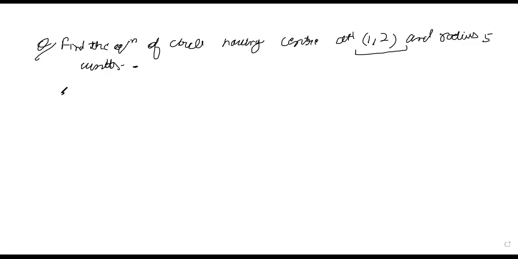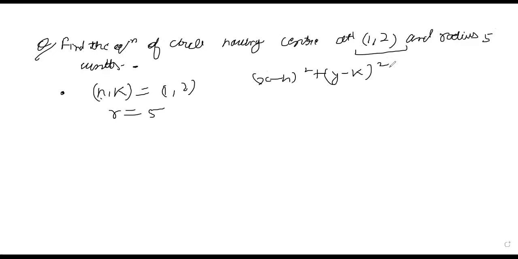So first we will do both together. What will be the h and k value here? 1 and 2. And radius is given as 5. So we will just put these values in the equation: x minus h whole square plus y minus k whole square equals 5 square. So x minus 1 whole square plus y minus 2 whole square equals 5 square.